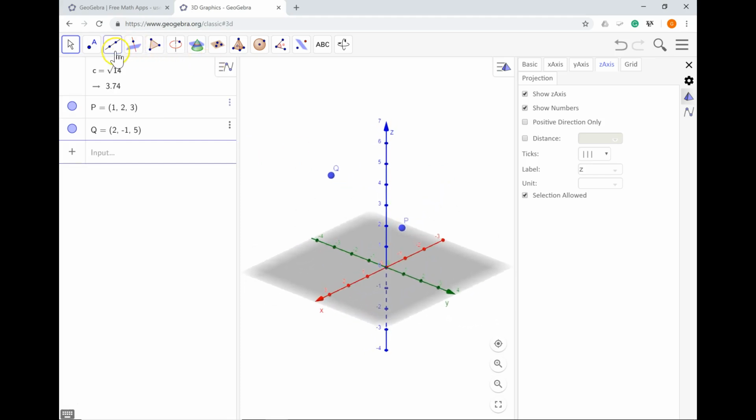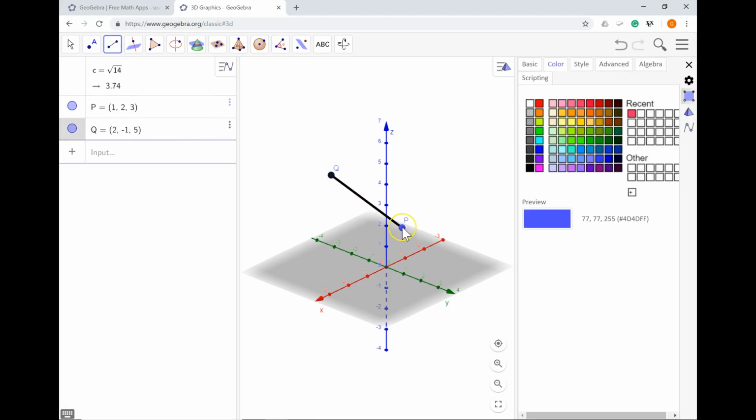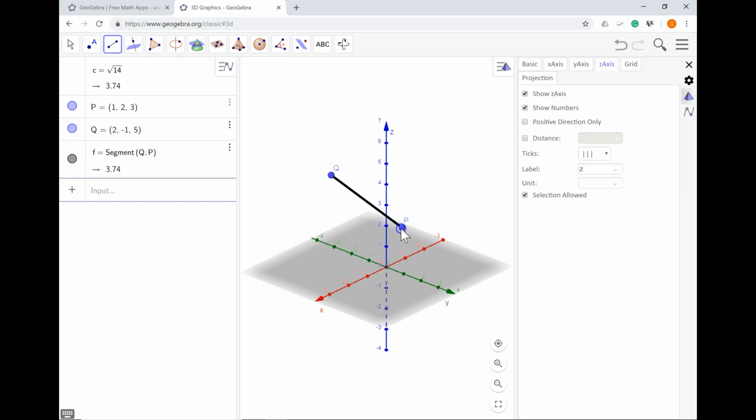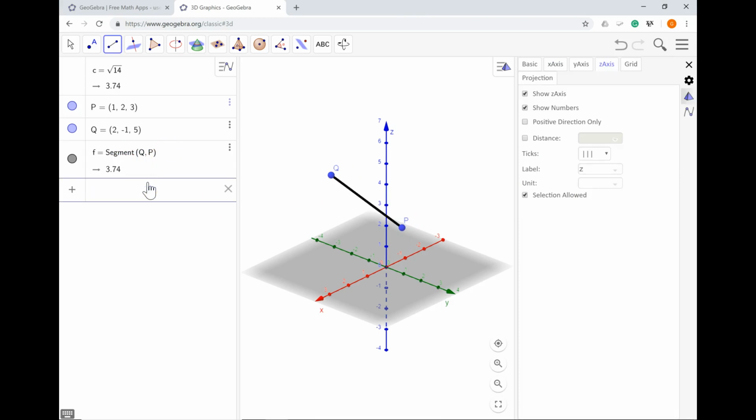And so what we can do is go up here to the segment tool, and we're going to create a segment between 2 points, between the point Q and the point P. It doesn't matter which order you do that dragging in. You could have clicked P and then Q, either way. And notice it shows that the length of the segment is 3.74.